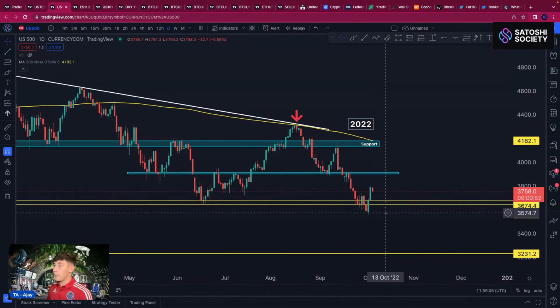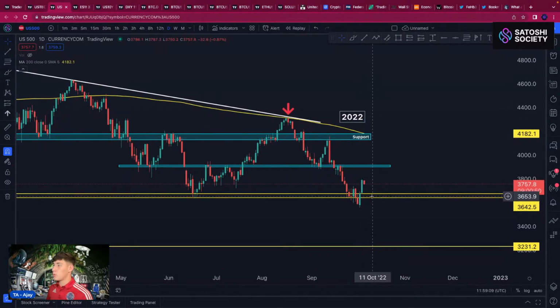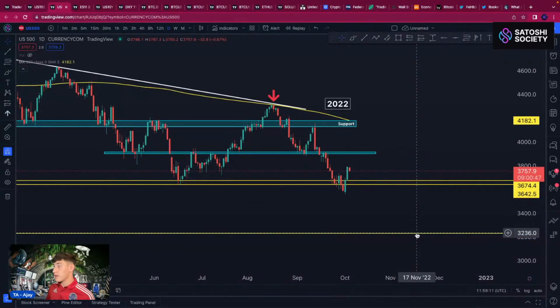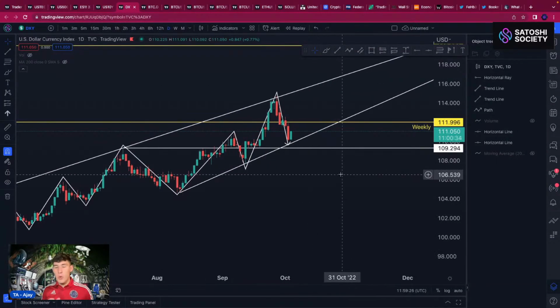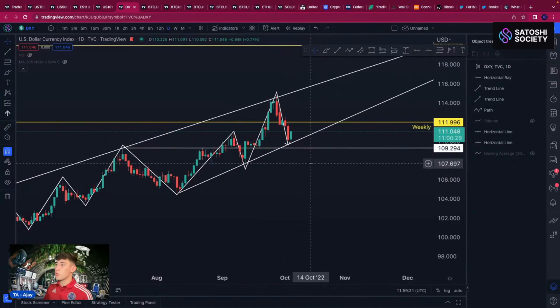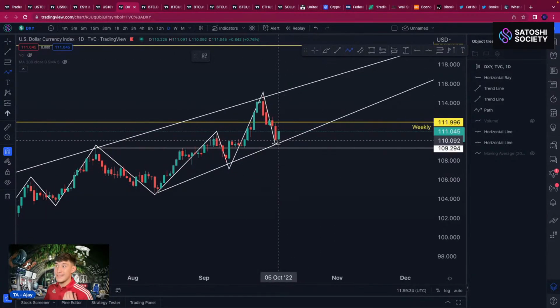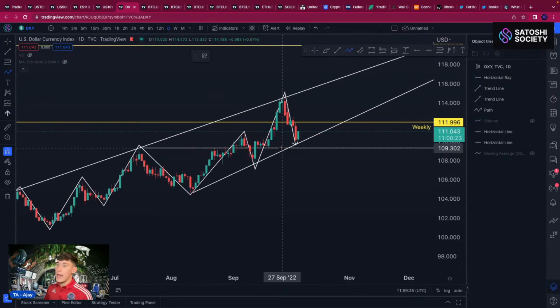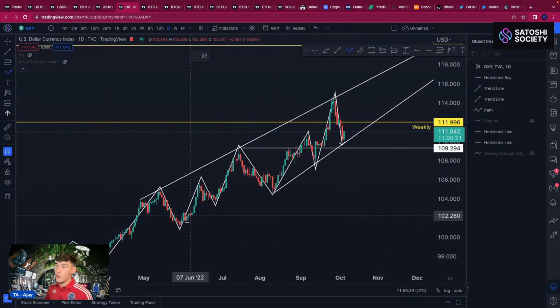But if we do break back below this support level, then my next target is, as I said previously in the previous live streams, around $3,236, which of course we will see Bitcoin follow as well, and Bitcoin will pull back. So right now, it's looking more bearish for me than bullish, because we are seeing that DXY push towards the upside. We could have potentially formed another higher low. As we can see here, we've continuously been forming higher lows, and this is just confirming that uptrend.